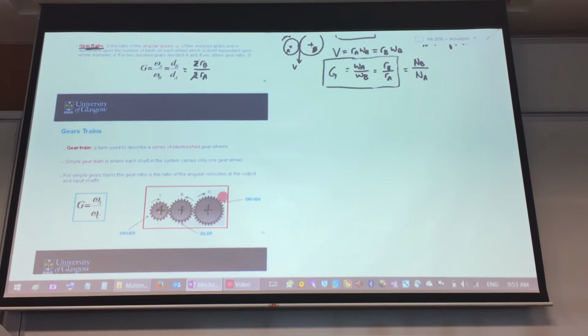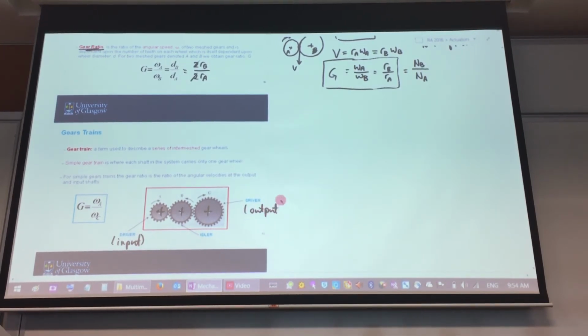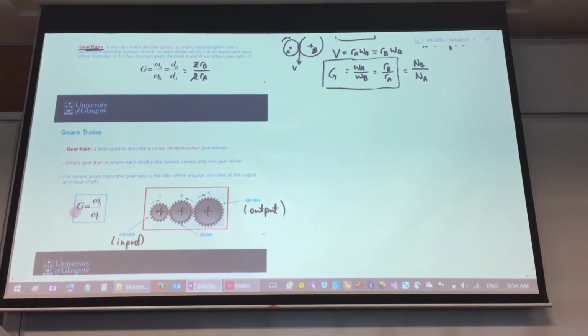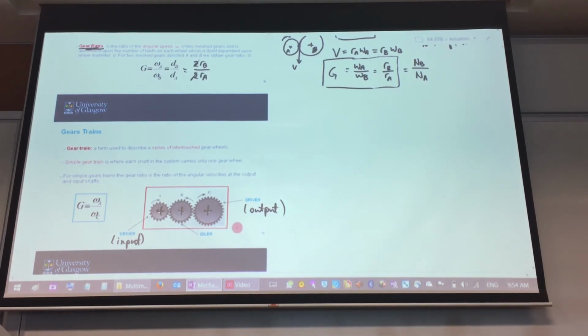So this driver, certain textbooks will say is your input gear, and this one, some textbooks will say output gear. So we can try to prove this one as well. In this case, this center gear over here is not doing anything. It's just to make sure that your gear C is rotating in the same direction as your gear A. So we call it the idler gear.